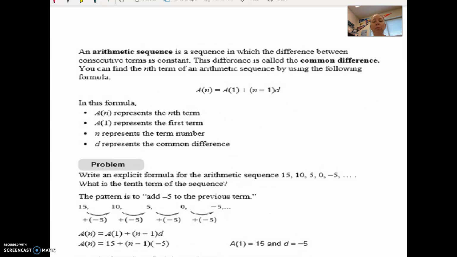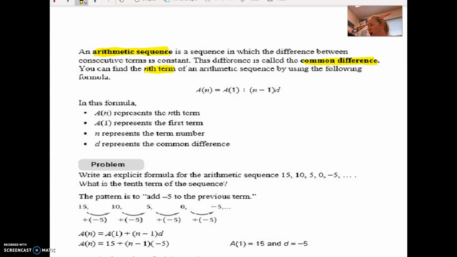The next part is we have some vocabulary. I know a lot of times we see this word right here and we think arithmetic, but it's actually pronounced differently. It's arithmetic. So an arithmetic sequence is a sequence in which the difference between consecutive terms is constant, meaning every time between terms it's a constant amount, like the previous example we just did. So this difference is called the common difference, another vocab word. So we can find the nth term.